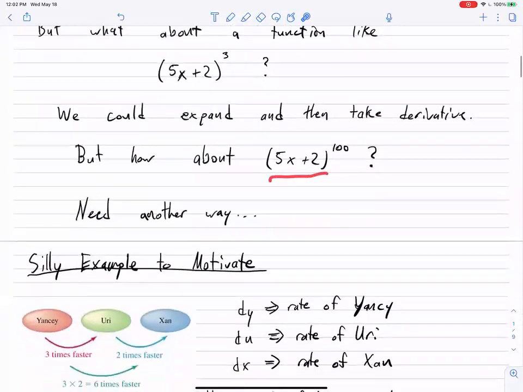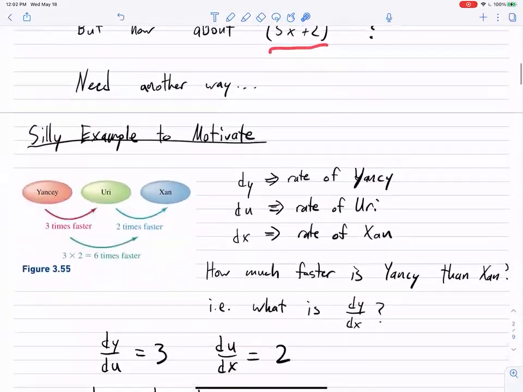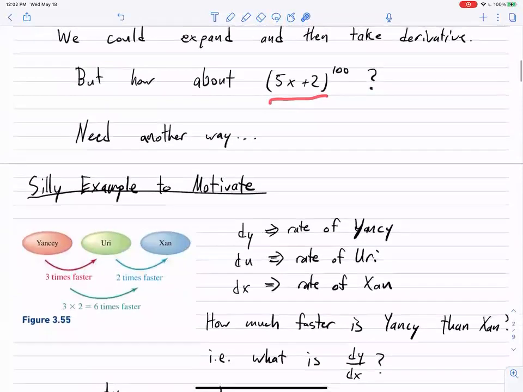And to kind of motivate it, here's a silly example. Let's say we have three people, Yancey, Yuri, and Jan. Yancey is 3 times faster at picking apples than Yuri, and Yuri is 2 times faster at picking apples than Jan. And so how much faster is Yancey than Jan? Well, it's 3 times 2, so he's 6 times faster.